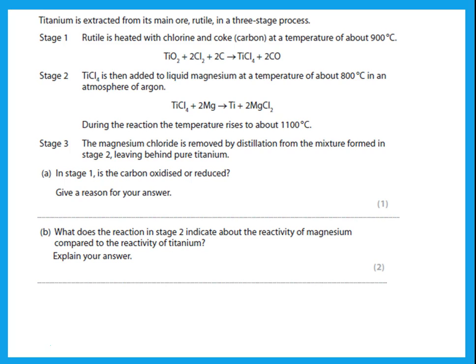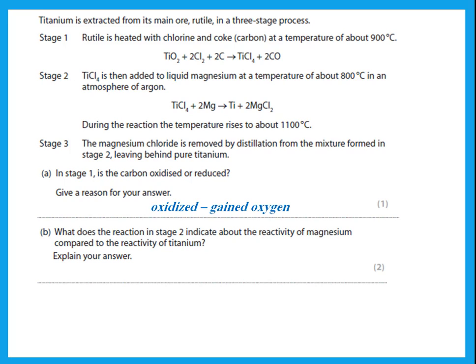So in stage 1, can you see the equation for stage 1? Is the carbon oxidized or reduced? Carbon has changed into what? Into CO, which is carbon monoxide. So that is gain of oxygen, that is oxidized. So the carbon was oxidized because it gained oxygen.